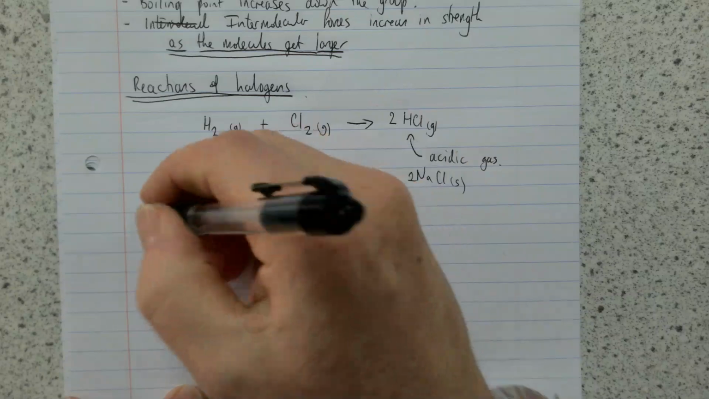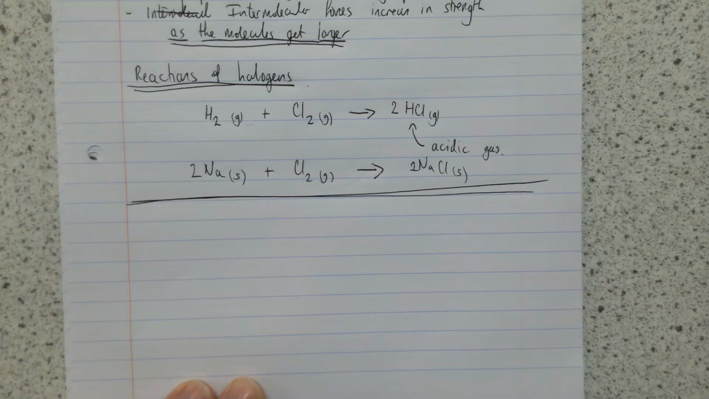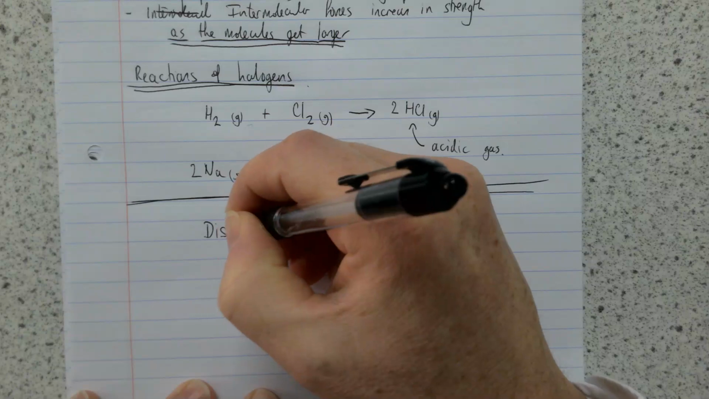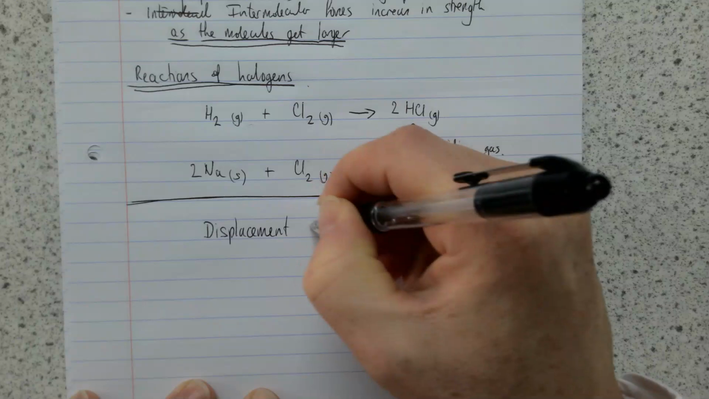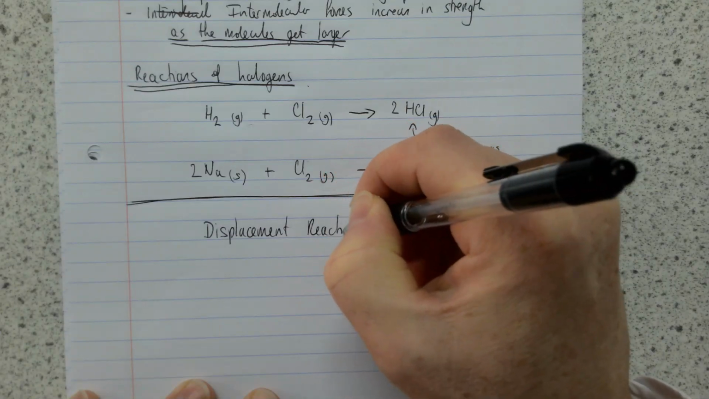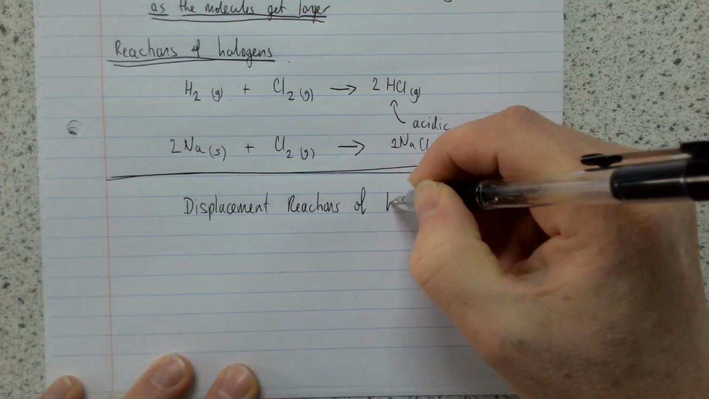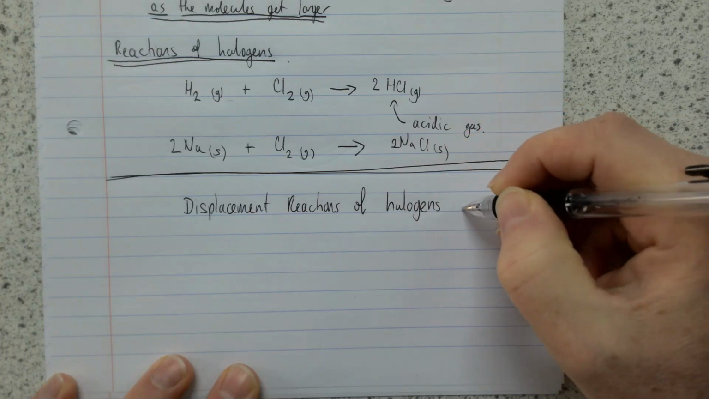Now, you might well have seen this before, you might not have done, but we're going to just write it up as if you've seen nothing. I'll explain it hopefully as we go. But we're going to talk about the displacement reactions of halogens and halides.